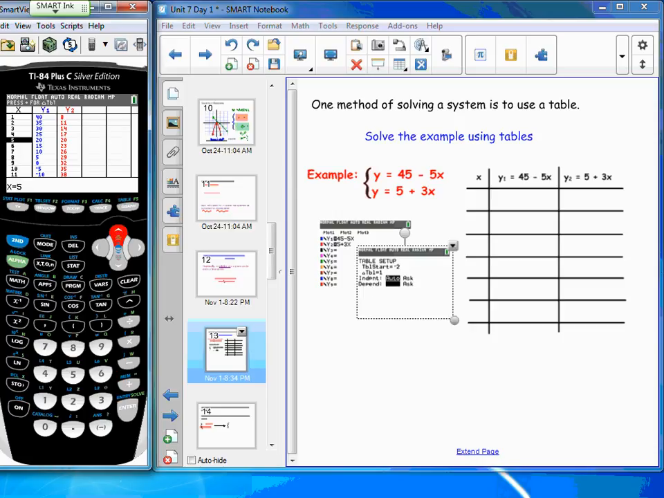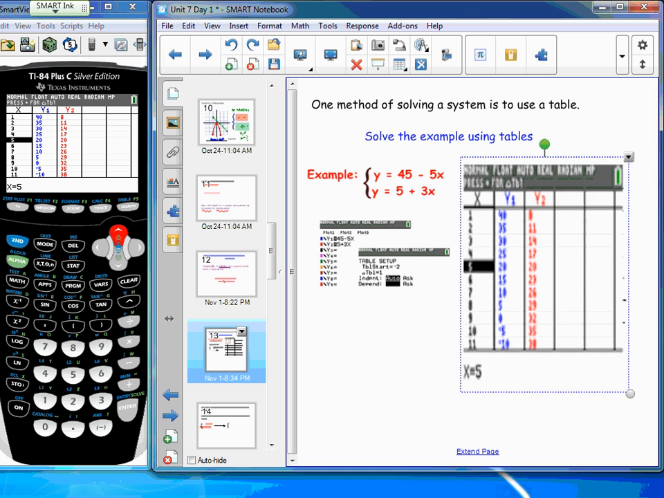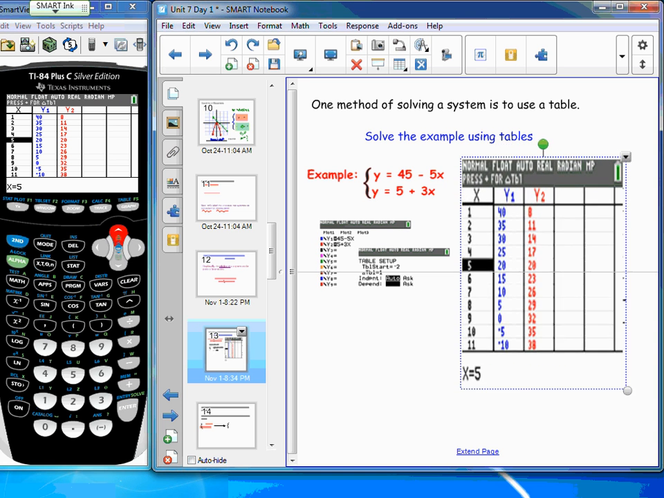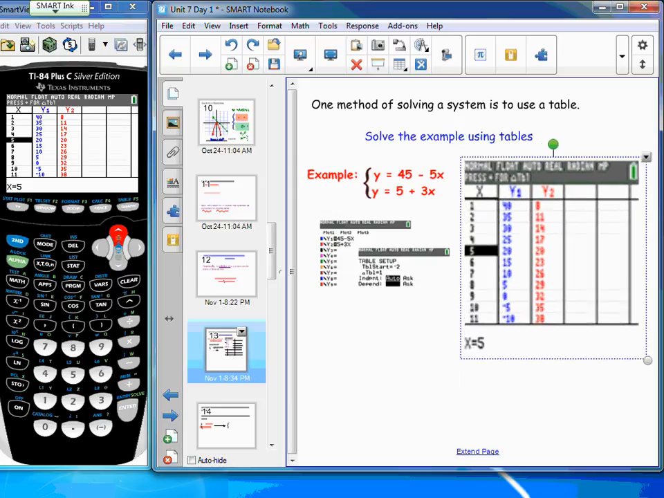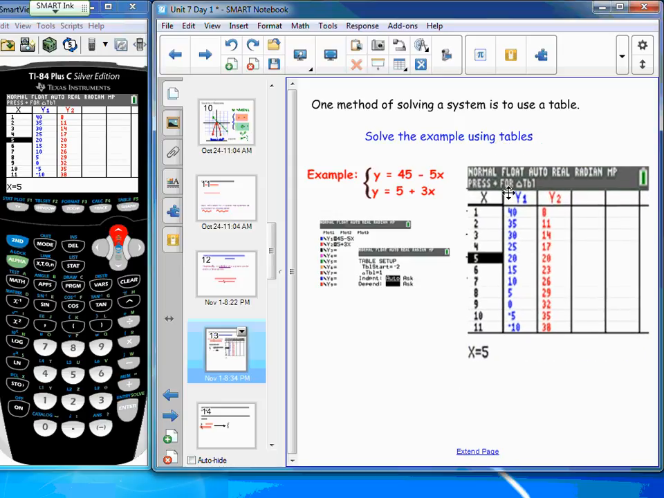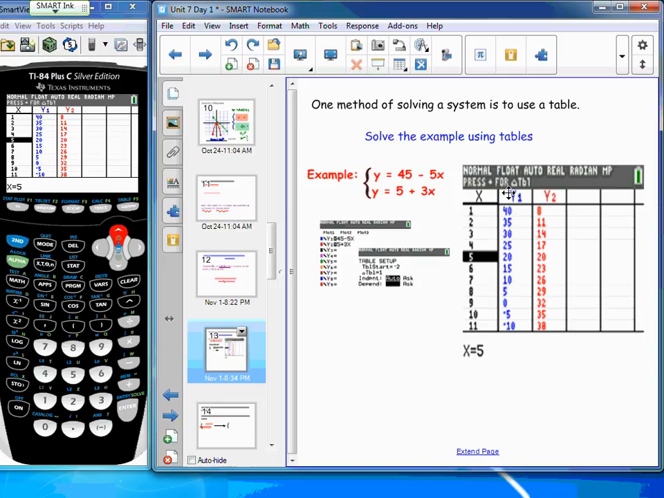A single output y value paired with the same input x coordinate. So it looks like, oh, and flip that back. There we go. So we're looking for a single x value that produces the same output y value in each equation, or all equations, I should say. However, we still write our point as a solution x comma y, ordered pair.